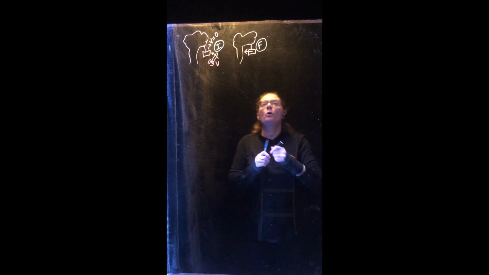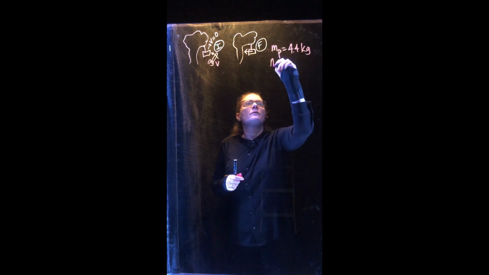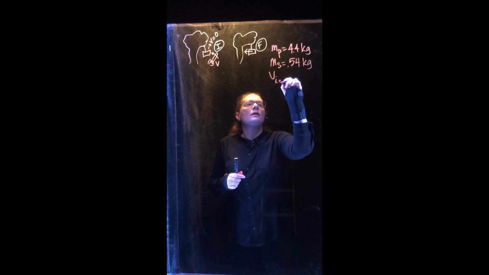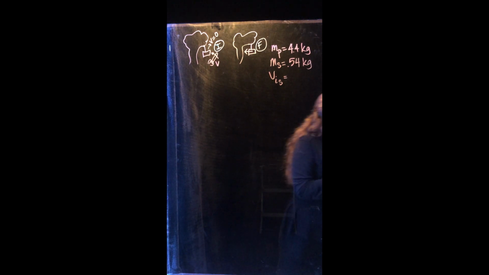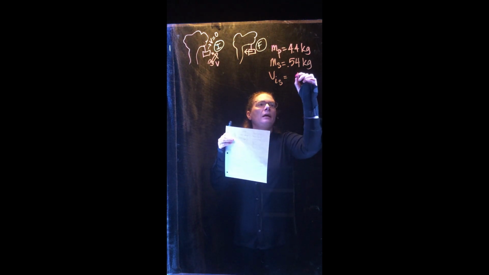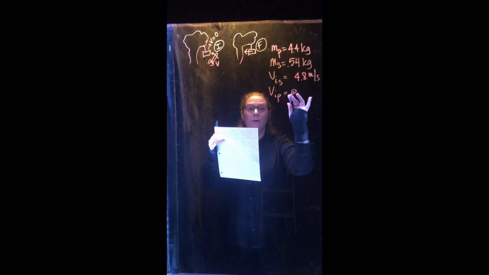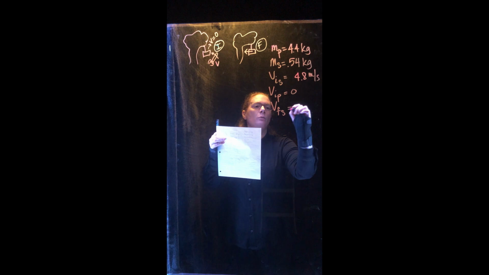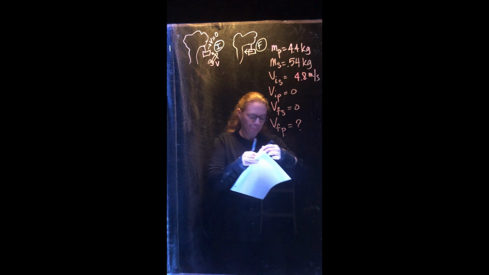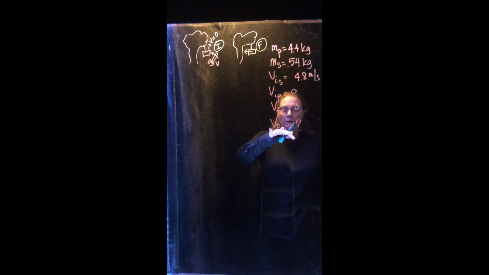Let's see, what do we know? We know the mass of the piñata was 4.4 kilograms. The mass of the stick was 0.54 kilograms. The initial velocity of the stick was 4.8 meters per second. The initial velocity of the piñata was nothing, it was at rest. The final velocity of the stick was 0. The final velocity of the piñata is what we're looking for. All right. So: picture, initial, final, knowns, unknown.